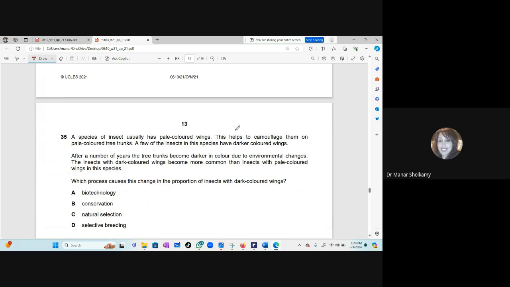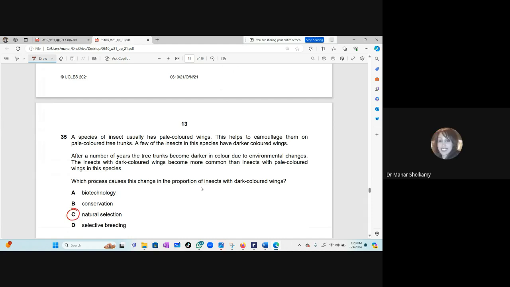This helps to camouflage them on pale colored tree trunks. A few of the insects in this species have darker colored wings. After a number of years, the tree trunks became darker in color due to environmental changes. The insects with dark colored wings became more common than insects with pale colored wings. Which process causes this change in the proportion of insects with dark colored wings? Biotechnology, conservation, natural selection, or selective breeding? C. Natural selection.